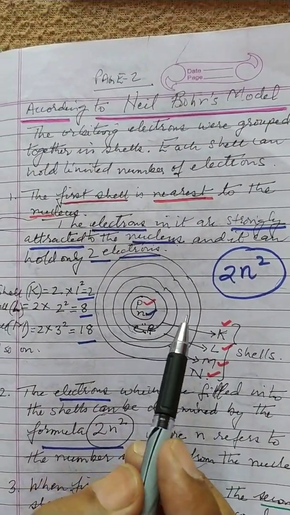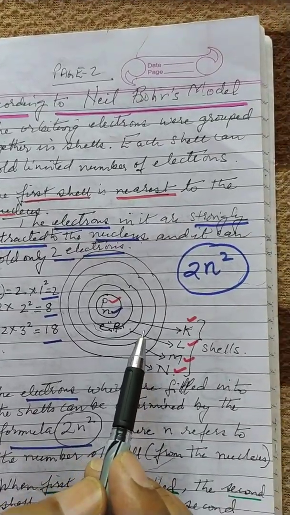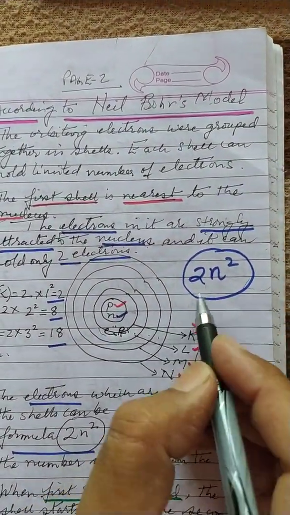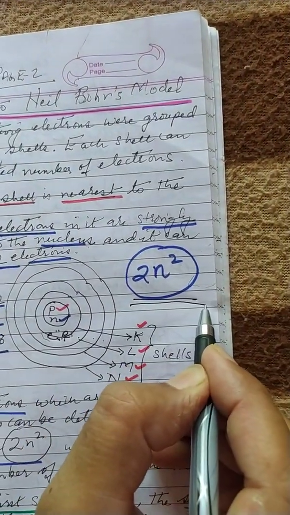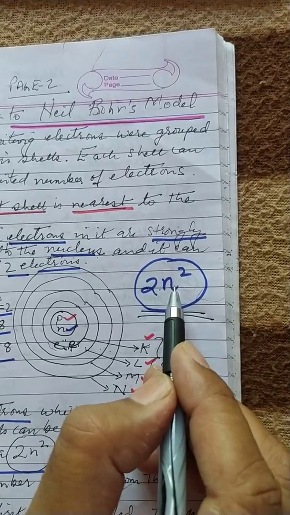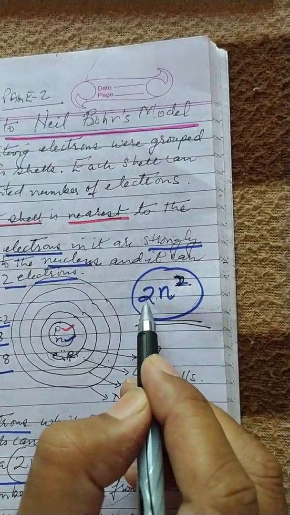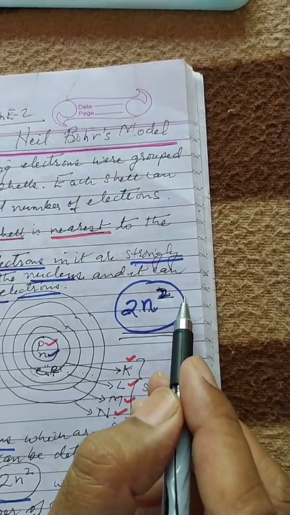The formula by which we will calculate the number of electrons that each shell can hold is given here. This formula is 2 into n raised to the power 2. What is the formula, children? 2n raised to the power 2.